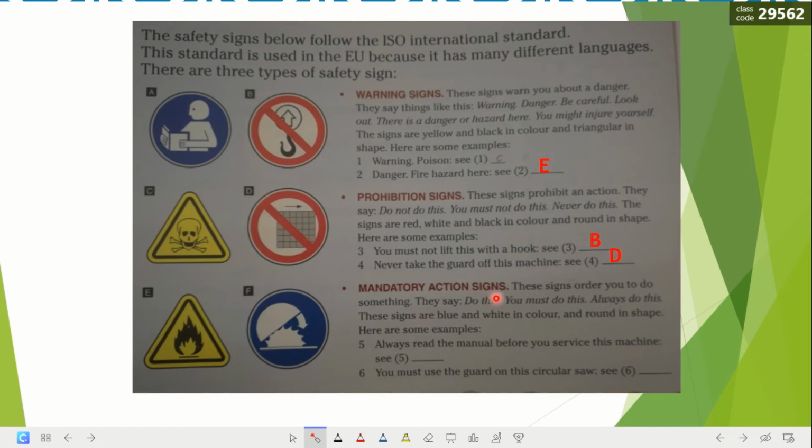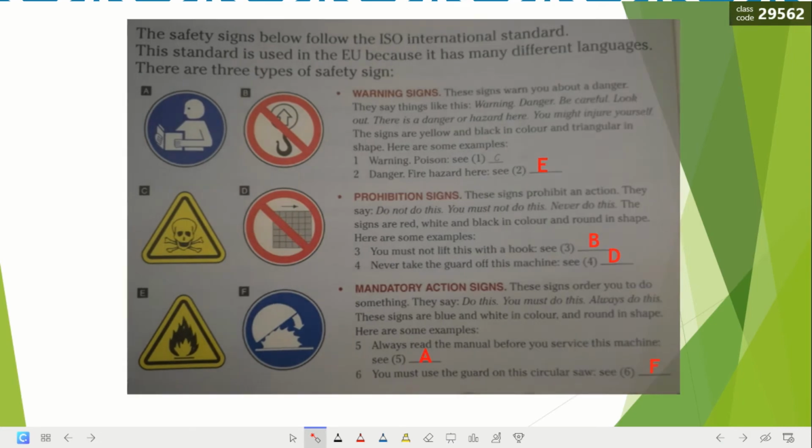Finally, mandatory action signs are blue and white. 5, the first example, always read the manual before you service this machine. And this is picture A. And finally, you must use the guard on this circular saw, so of course this is picture F.